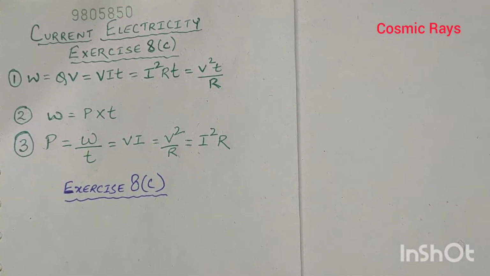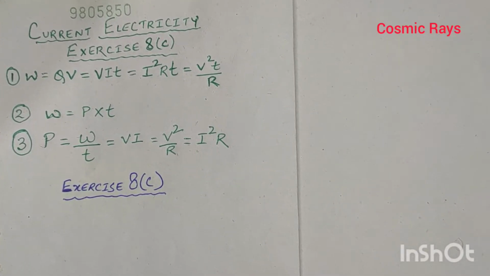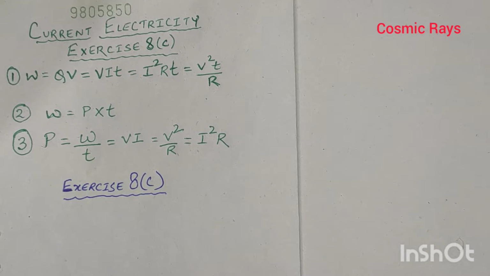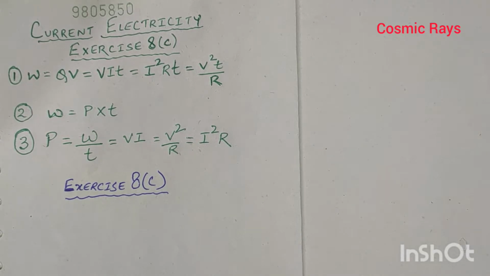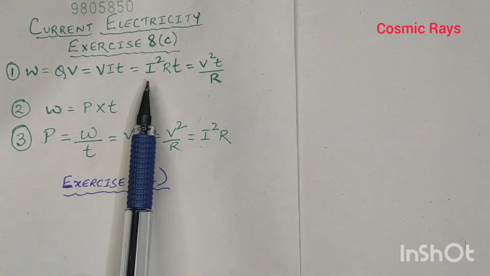Hello friends, in this AV we are going to solve a few numericals from the third exercise of the chapter Current Electricity, that is exercise 8C. Now for this exercise we are going to use these formulas.